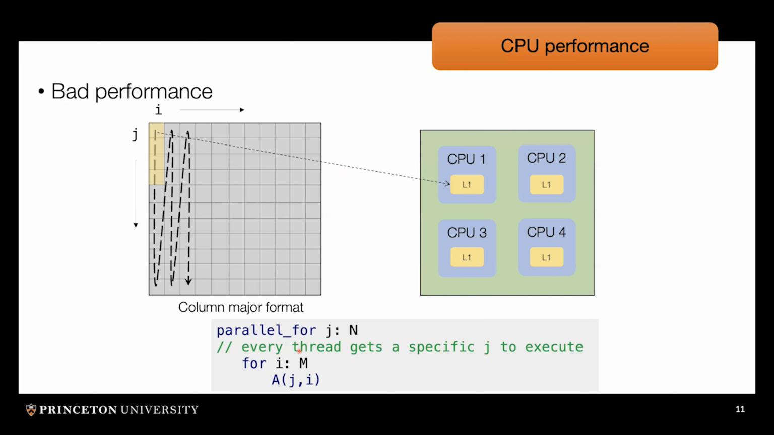Now, in the next iteration of i, when thread 1 asks for the second element, that is A of 0, 1, it does not exist in the L1 cache. So a request is being made to the DRAM. So essentially, by having a column major format for a CPU, you're not getting the best bandwidth.